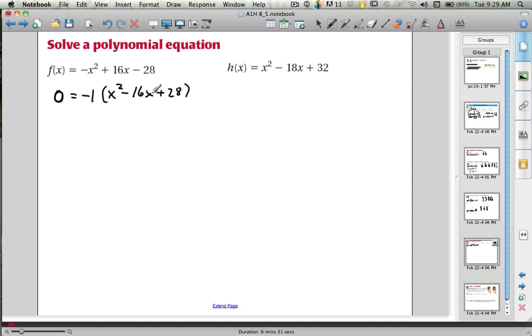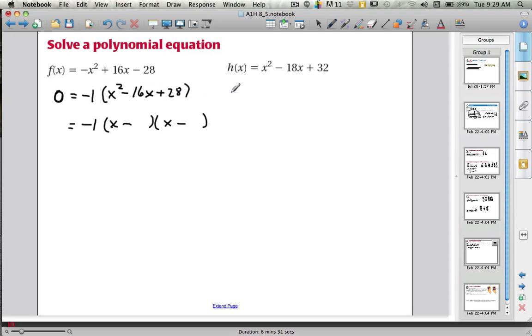And now I can go ahead and factor. I know that my signs are both the same, and they're both going to be minuses. So I'm going to have x minus something and x minus something. Okay, I know that x times x makes x squared. And I want factors of 28 that add up to be 16.